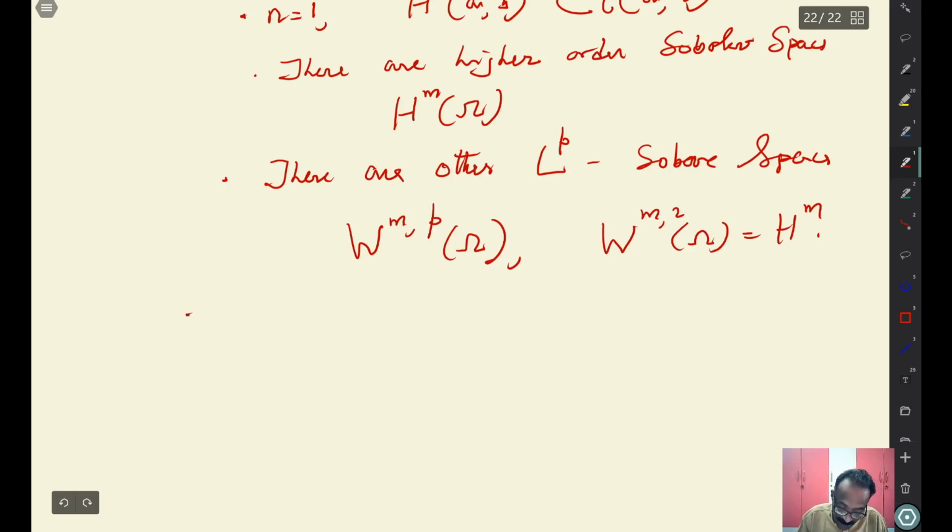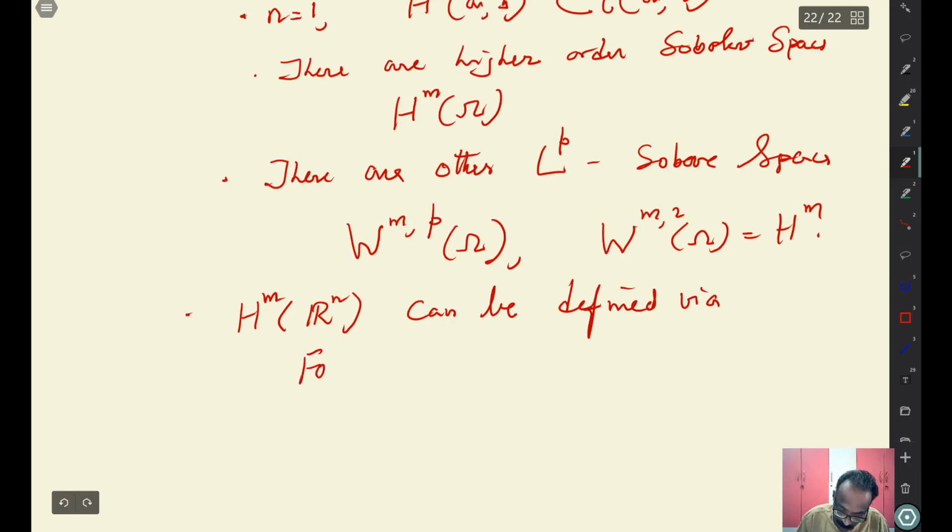And as a final thing, H^m in Rn can be defined via the Fourier transform. So there is a lot of literature, a lot of analysis, on the Fourier transform.